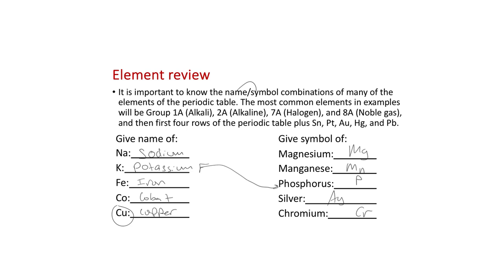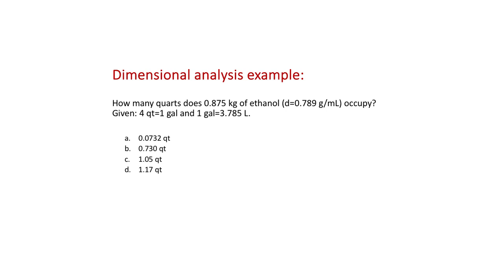So we have tin is Sn, platinum, Pt, gold, mercury, lead. And those are some common metals, elements that we discuss and use in examples that don't have, maybe, an obvious symbol that goes along with their name.